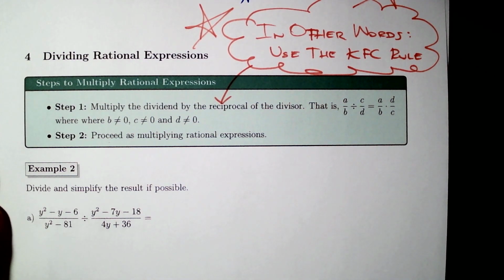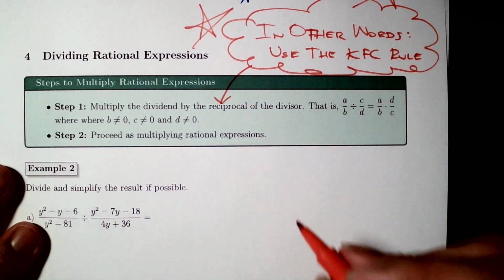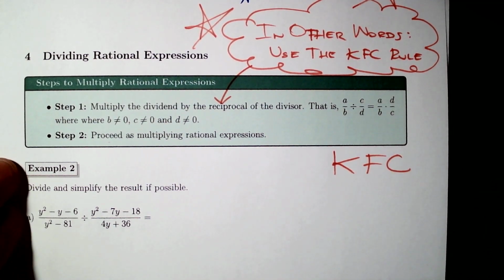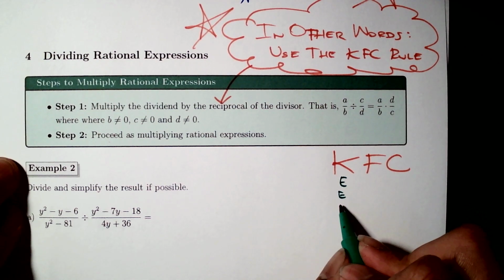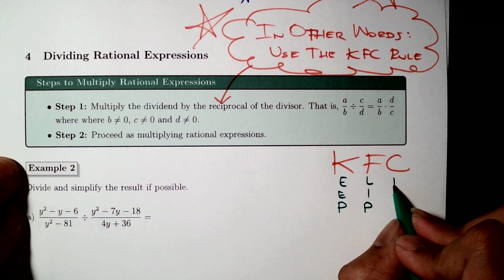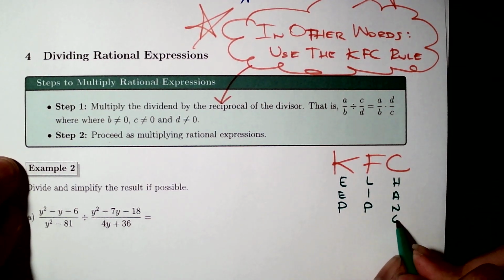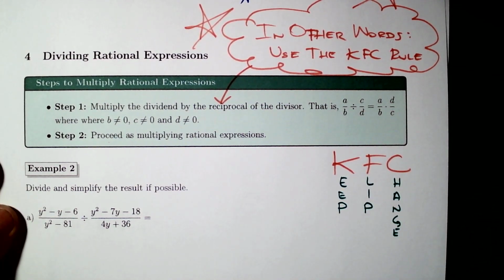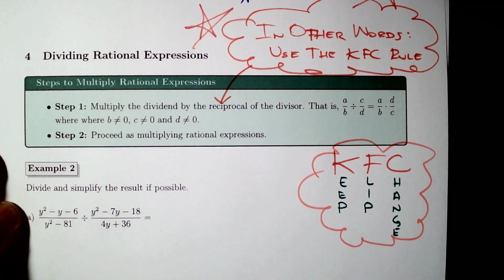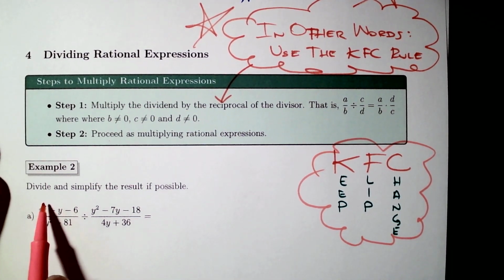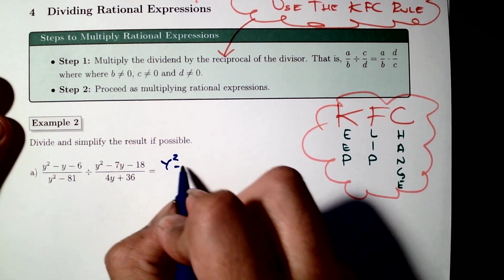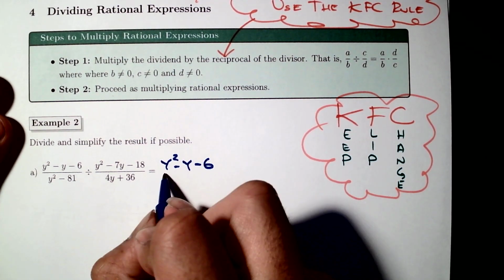So in this case we are going to apply the KFC rule. So KFC, what does that mean? K means keep, F means flip, and C means change. Okay, so what are we going to do in this case? Well, let me put it on KFC. So we are going to keep the first fraction, leave it the way it is.